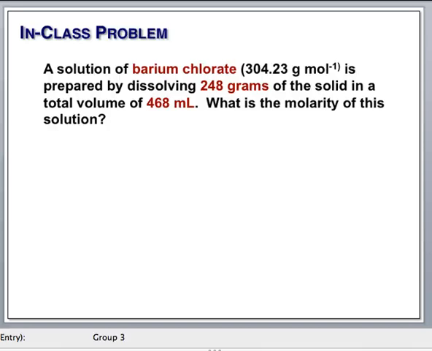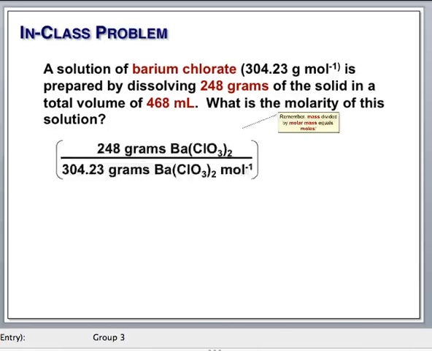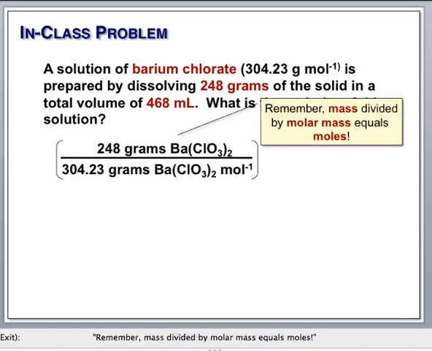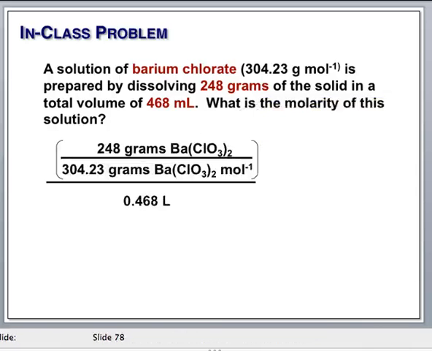we have 248 grams of barium chloride. We know its molar mass, and we know a volume. All we need to do is convert our mass into moles, convert our volume in mils into liters. Mass over molar mass is moles. Grams cancel, our per mole comes out. Gonna divide that by our volume in terms of liters. Do our simple calculation. We have 1.74 moles per liter.